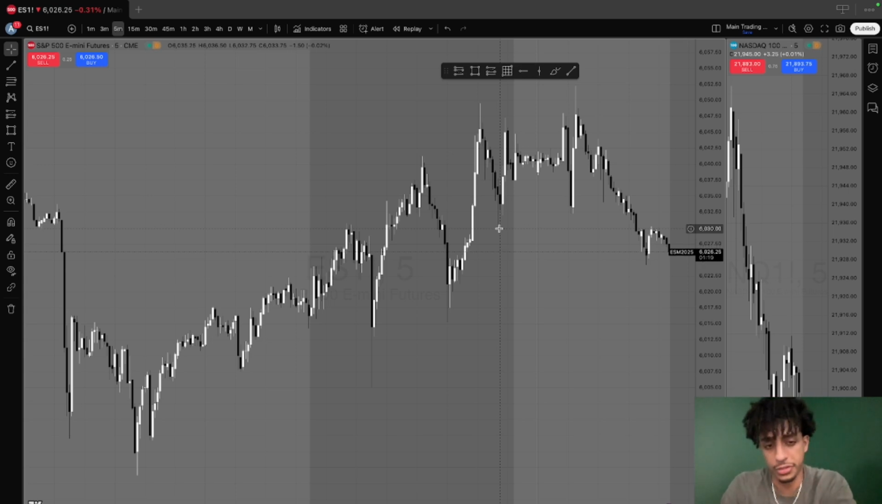However, remember, never enter a trade just off a fair value gap. You need to have more confluences, not just that. But that should be it.